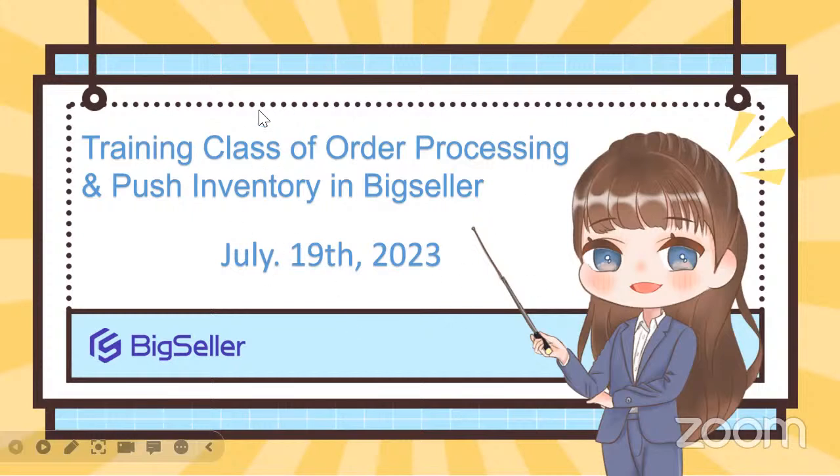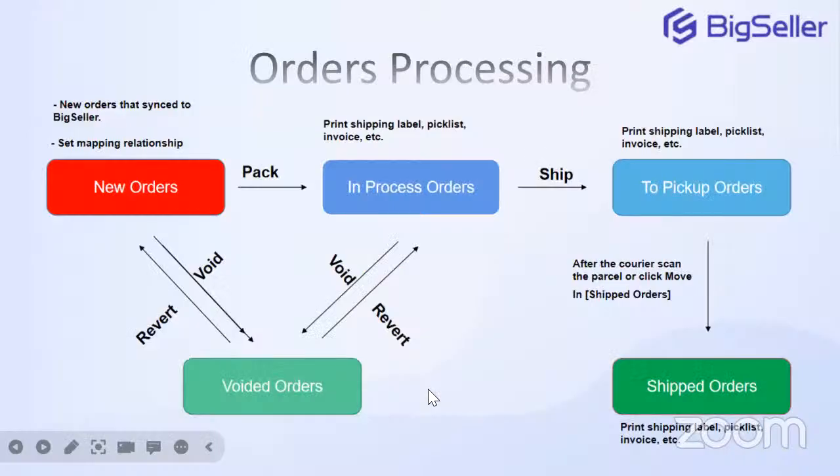Okay, so now let's move on to the first topic, order processing, how to process your new order in Big Seller. And here is the flowchart for order processing in Big Seller. Basically, we only have 4 steps to process your new order in Big Seller.